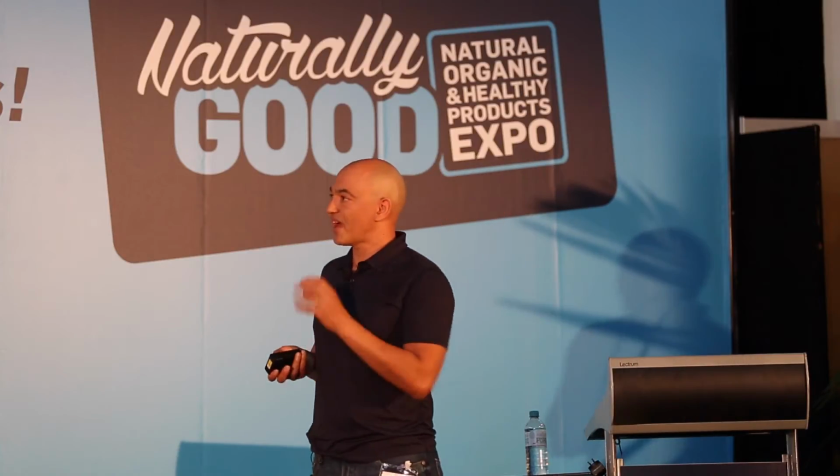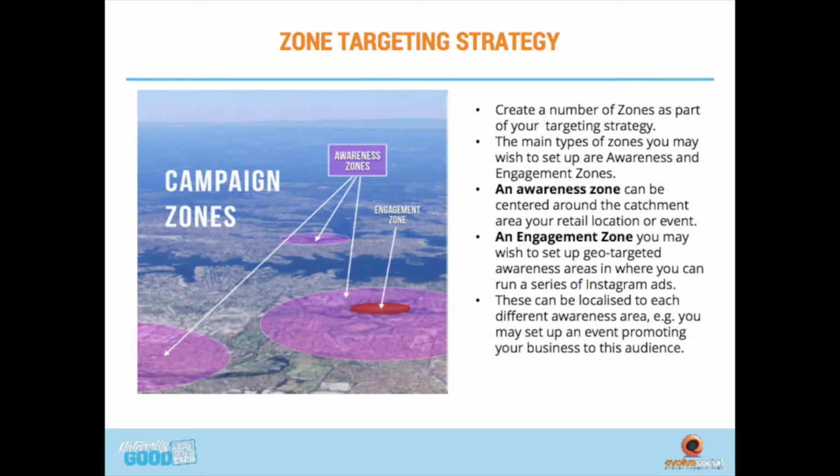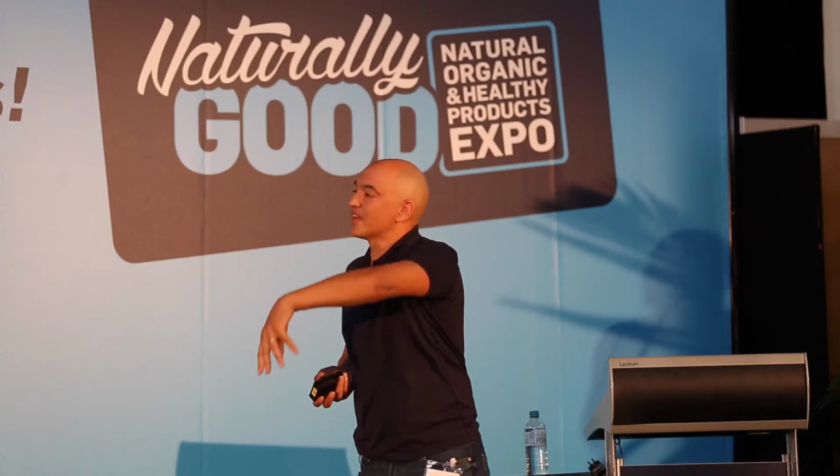So now what I'm going to show you is a whole range of different examples of how you can use some of these ads in combination with your other efforts. So as I said before, you will look at different zones. You might have an awareness zone, which is the larger catchment area, and you might have your engagement zone. So that's part of your targeting strategy. So it can be localized. You can make it big or small. You can have as many as you want, utilizing some of these tools.